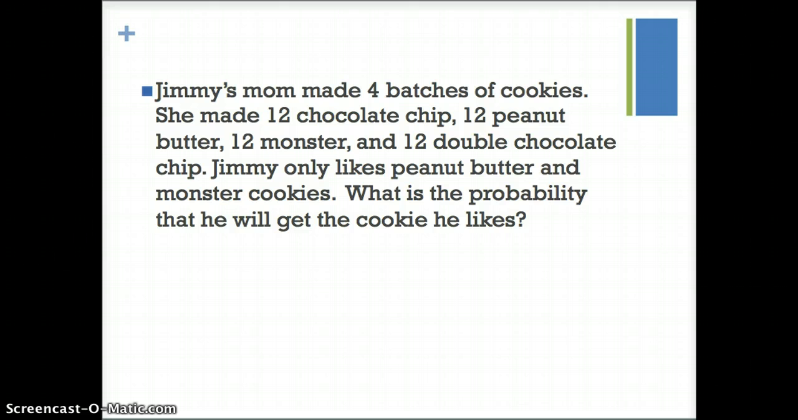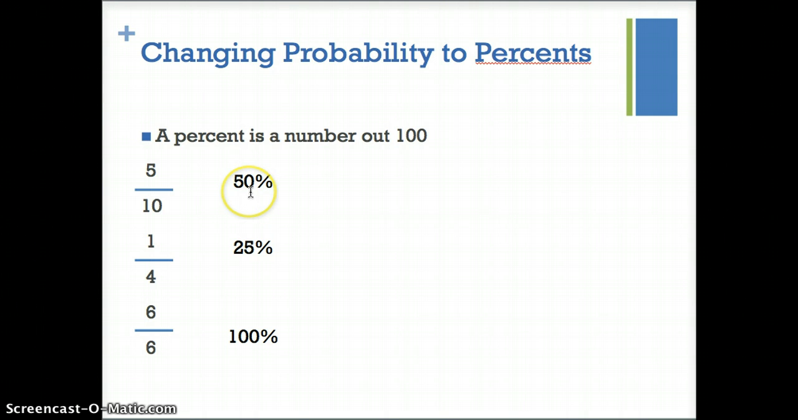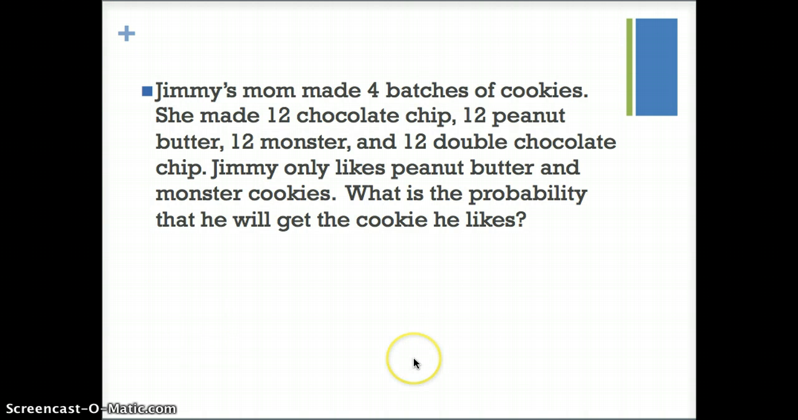Okay, great. So you should have gotten 50% or 1/2, because if he likes peanut butter and Monster cookies, they're each 12. So 12 plus 12 is 24. And the total number of cookies that his mom made is 48. 24/48 is equal to 1/2, which, if you remember from the last slide, 1/2 is equal to 50%. So he has a 50% probability that he will get a cookie he likes in his lunch.